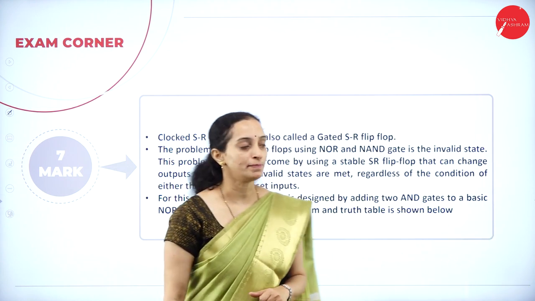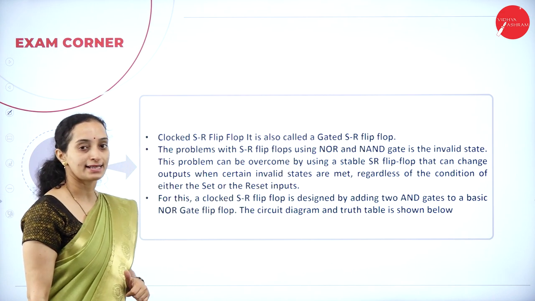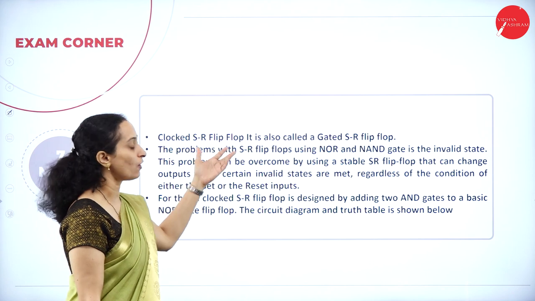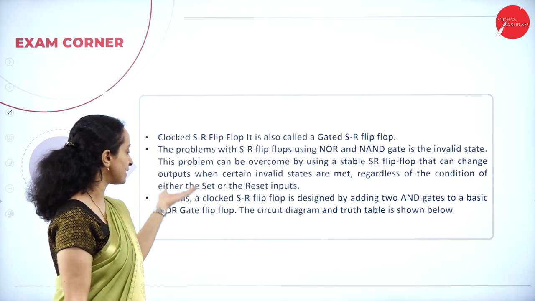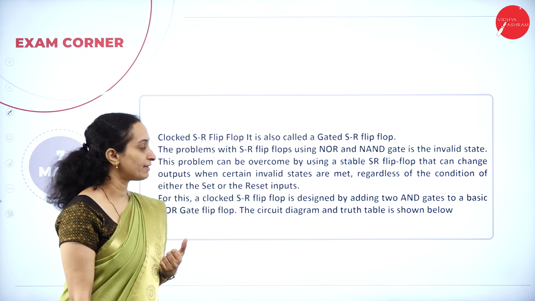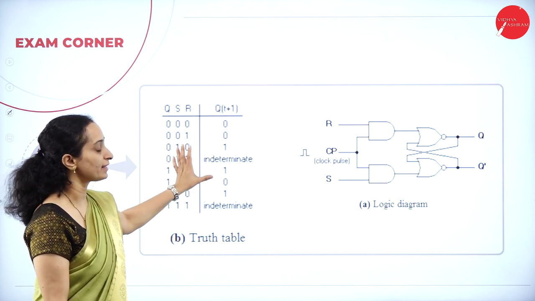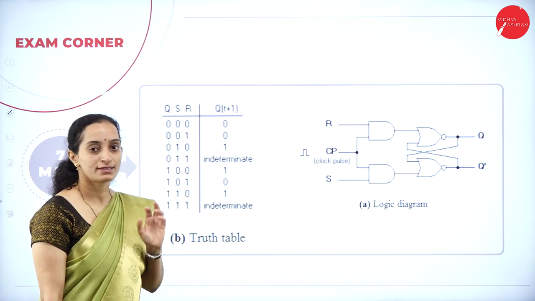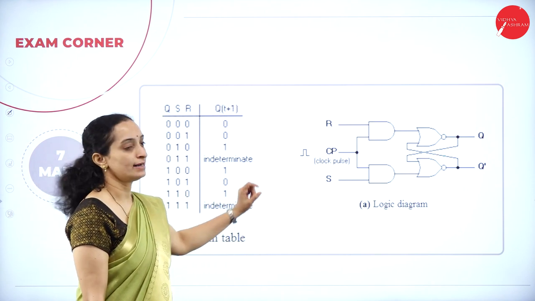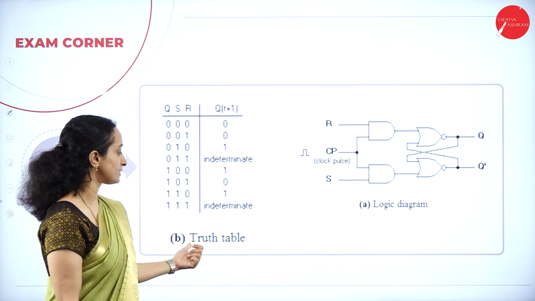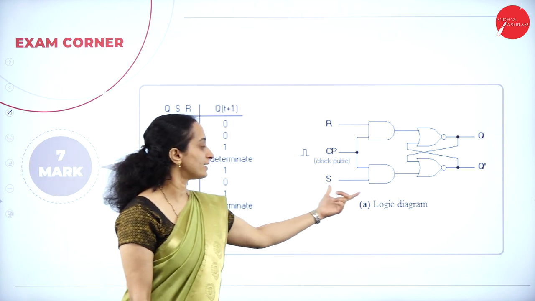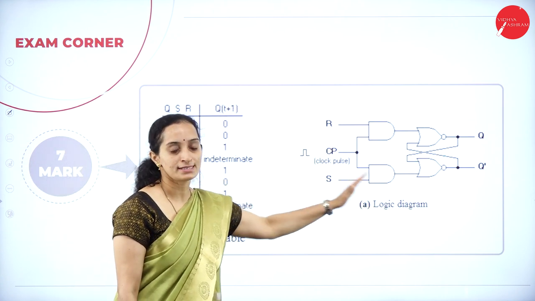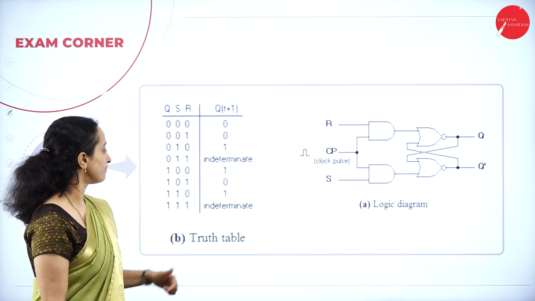Clocked SR flip-flop is also called a gated SR flip-flop. You can use NAND and NOR gates, but there is an invalid state. The explanation is given here. You can specify the truth table and the logic diagram of the clocked SR flip-flop. Here it is the truth table and here is the clock pulse. Along with the clock pulse, the logic diagram is given here.